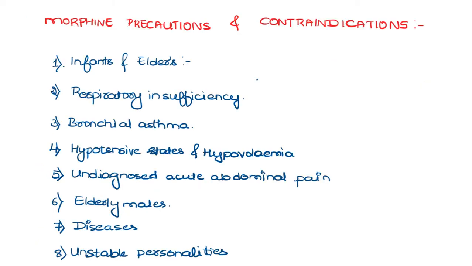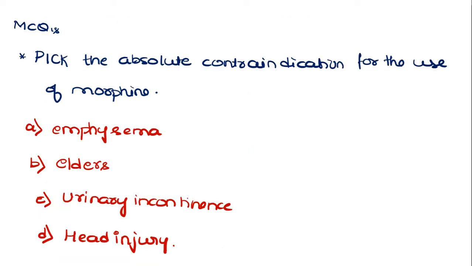Coming to the precautions and contraindications, you should take precautions while using it in infants and elders, and in cases of respiratory insufficiency, bronchial asthma, hypotensive states, undiagnosed acute abdominal pain, elderly males, diseases associated with liver and kidney, and unstable personalities. Coming to the MCQ: pick the absolute contraindication for the use of morphine. The absolute contraindication is head injury. Remember, head injury is the absolute contraindication for the use of morphine. The reason we are going to study in the following slides.